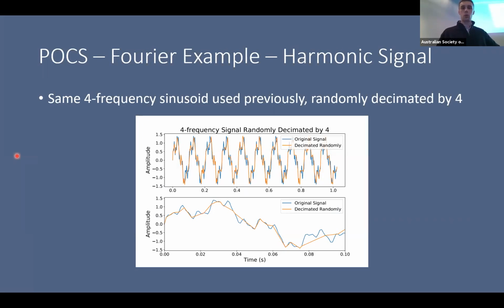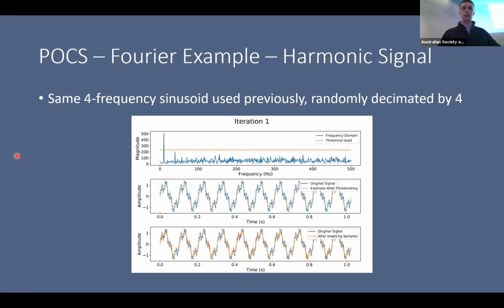So I'll show you this in action. Here's our 4-frequency sinusoid, and that bottom panel just shows the effect of the random decimation. You see quite a few gaps. Now this is our first iteration using the non-uniform discrete Fourier transform. We've got a fair bit of noise, and we can probably make out at the left here the first 2 peaks, but the 2 peaks that should be down here are just drowned out by the noise. So we've got our initial estimate in the orange there, and then the initial estimate with the original random samples reinserted there. Iteration 3.